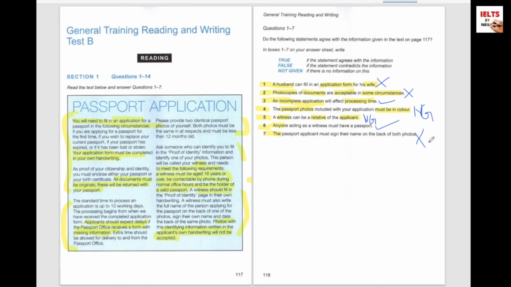So in this exercise what we have done is that if you find the question going with the information, it has to be true; if you find the question going against the information, it has to be false; if you find that nothing is mentioned about the question, that has to be not given.